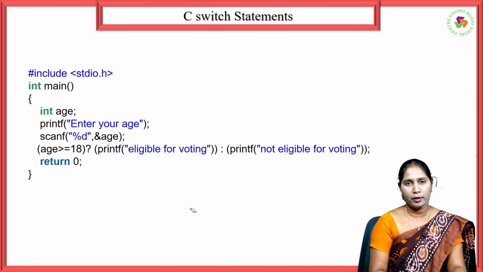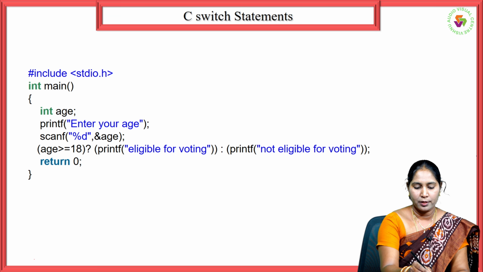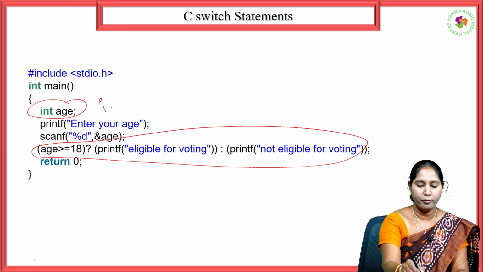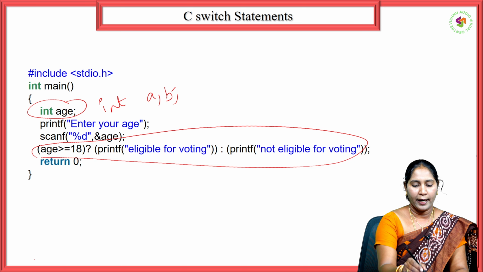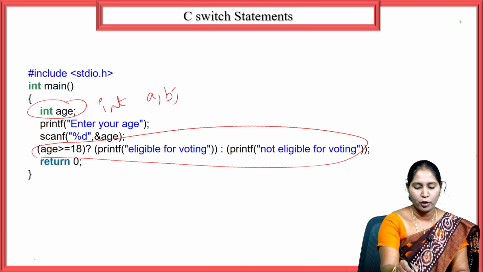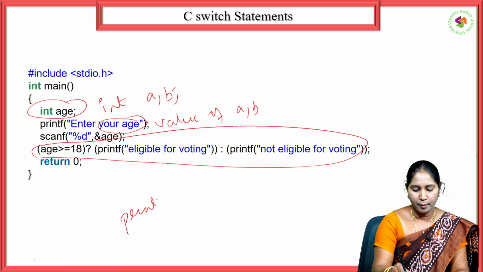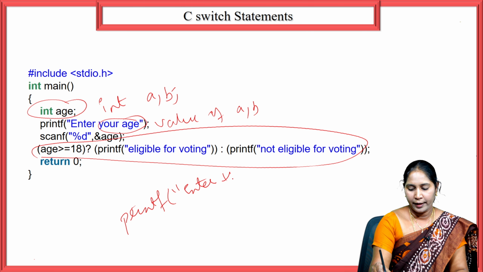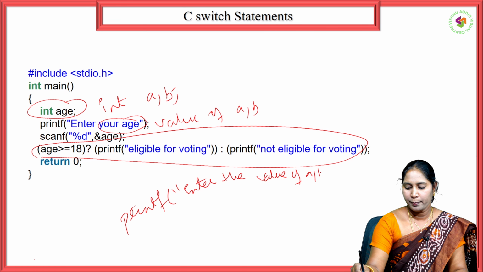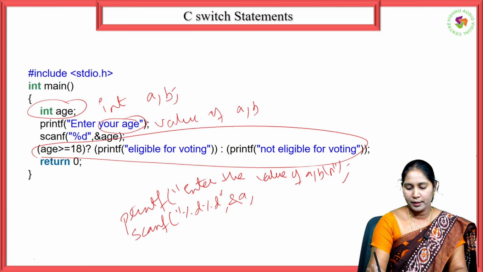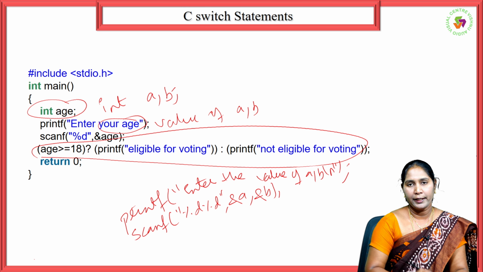Similarly, I can write a program for finding the largest of two numbers. So instead of this variable, I'll be declaring two different variables as int a, b, and I'll read those variables. Instead of "enter your age", I'll write printf "enter the value of a, b". Then I'll read them by making use of scanf with two format specifiers, %d %d, &a, &b. Then I'll be writing the ternary operator.